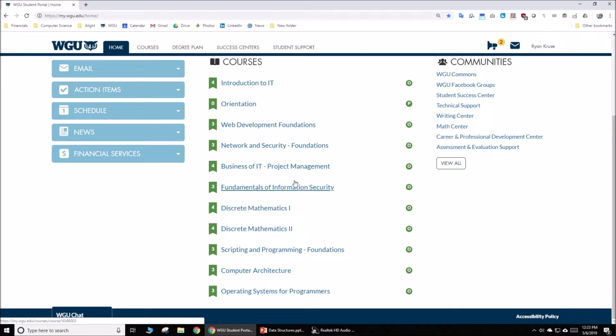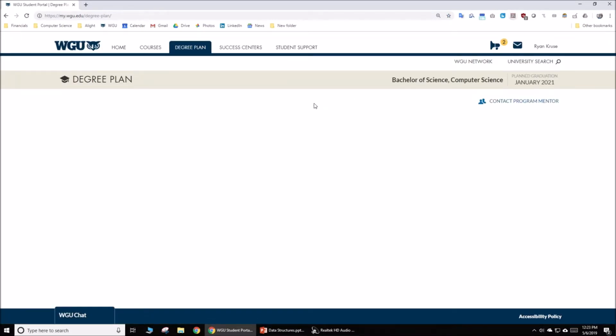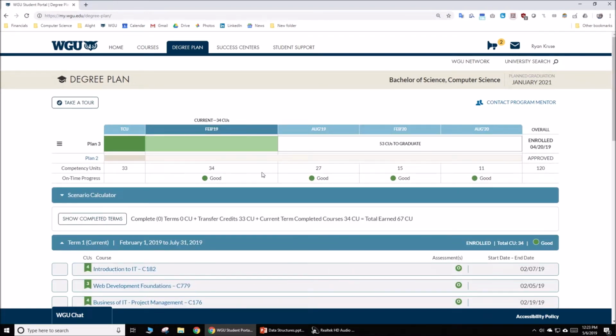Some courses took a lot longer than others, like Discrete Math 2 took twice as long as Discrete Math 1. Fundamentals of Information Security took a couple days, while Computer Architecture took almost a week and a half. So not all these courses are completely balanced, but I'm doing pretty good at my pace. And the degree plan is showing me at a little bit more than halfway completed through my degree, I believe. So I've got about 67 credits completed, and I've got 53 left. So I think that's really, really good.